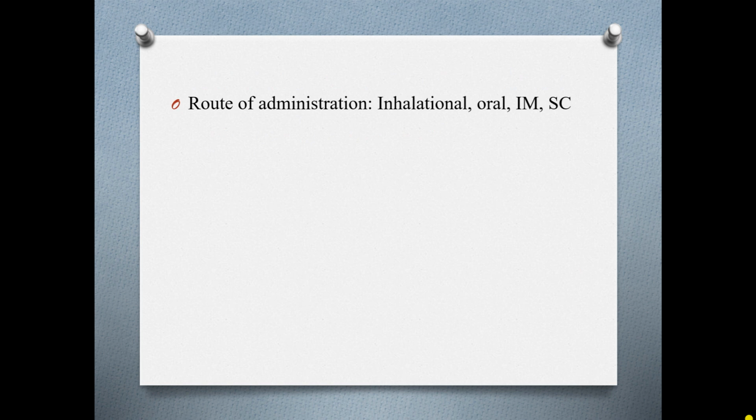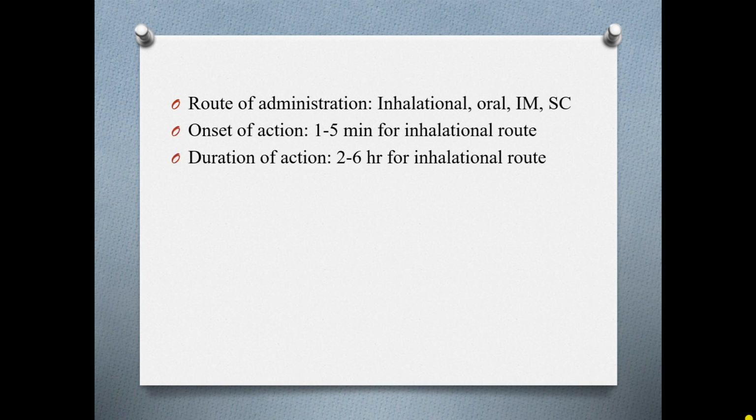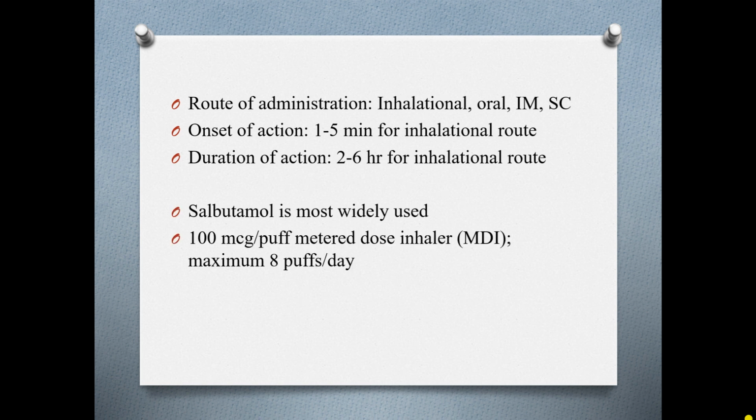Route of administration: the drug can be administered by inhalational, oral, subcutaneous or intramuscular routes. Onset of action is 1 to 5 minutes for the inhalational route and duration of action is 2 to 6 hours for the inhalational route. Salbutamol is the most widely used beta 2 agonist for asthma. Acute attack of bronchial asthma means salbutamol. Drug of choice is salbutamol. Whatever is the cause, you first have to give salbutamol. It relaxes the bronchial smooth muscle regardless of the agent which has produced the constriction.